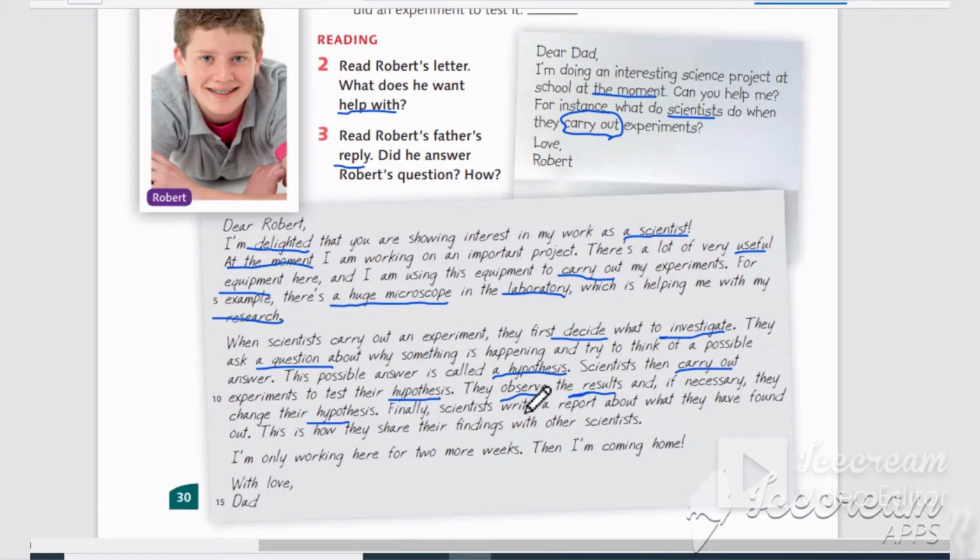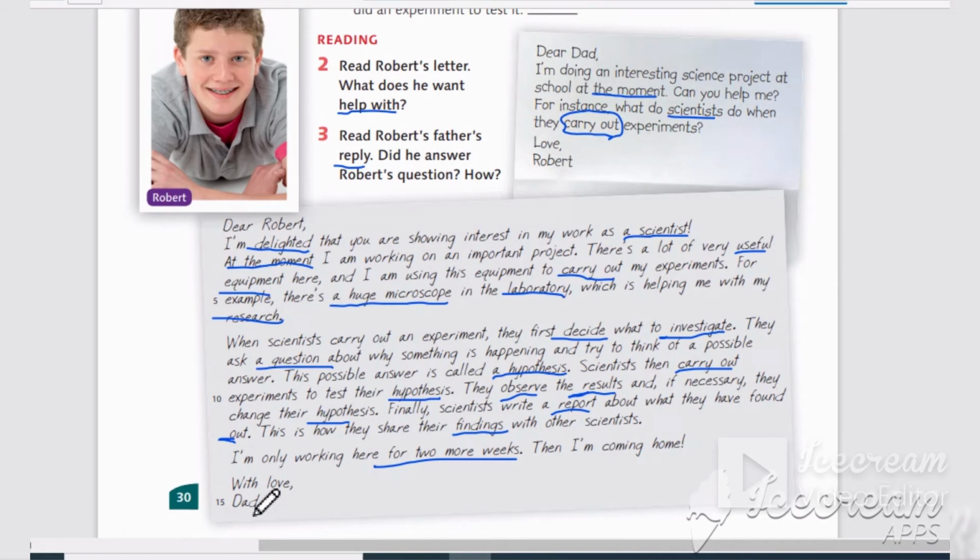Finally scientists write a report about what they have found out. بكتبوا تقرير. إيش اكتشفوا. What they have found out. This is how they share findings with other scientists. Findings اكتشافات. I am only working here for two more weeks. كمان لمدة أسبوعين. Then I'm going home. With love, Dad.